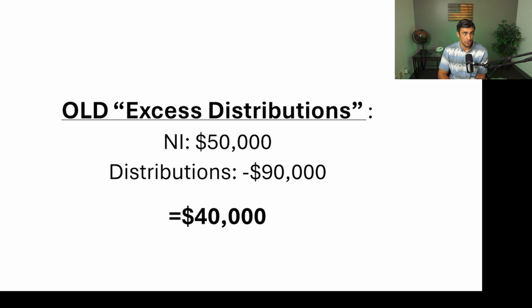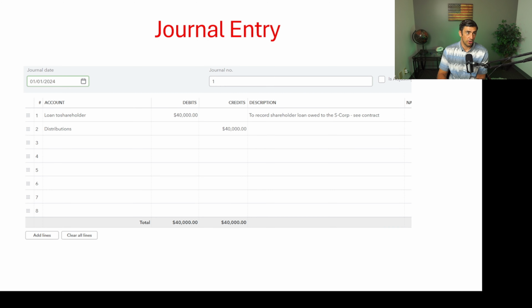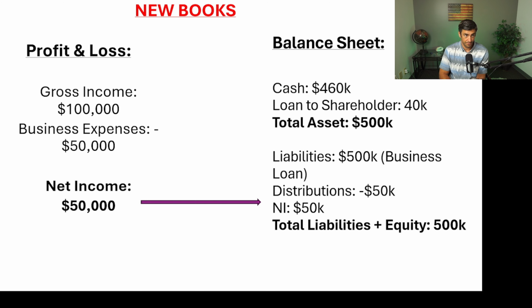How are we going to do that? Well, I guess I just explained that one. We're going to do that by recording this as a loan to shareholders. So here's what the journal entry looks like in QuickBooks to record that loan to the shareholder, again, to avoid the tax here. And there you go. This is what it's going to look like once we make that adjustment in QuickBooks. You'll see that loan to shareholder up top as an asset for the business because you are supposed to pay that $40K back. It's a receivable.